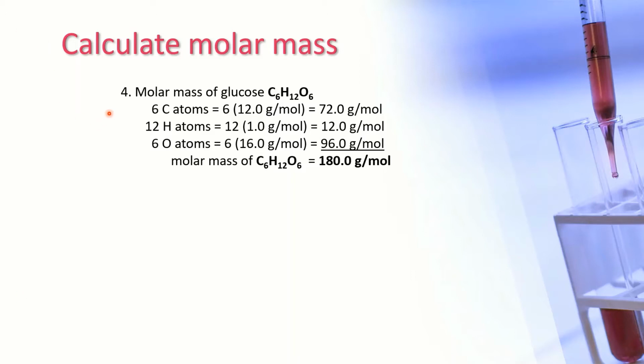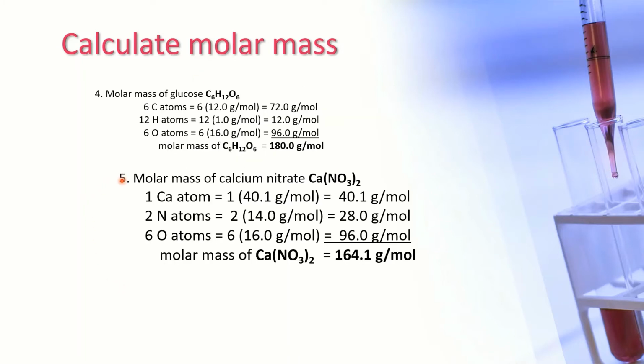Number 4, the molar mass of glucose. In glucose, there are 6 carbon atoms, so 6 times 12 gram per mole is 72. 12 hydrogen atoms, 12 times 1 gram per mole is 12. And 6 oxygen atoms, 6 times 16 gram per mole is 96 gram per mole. So, the molar mass of glucose is 72 plus 12 plus 96, which is 180 gram per mole.